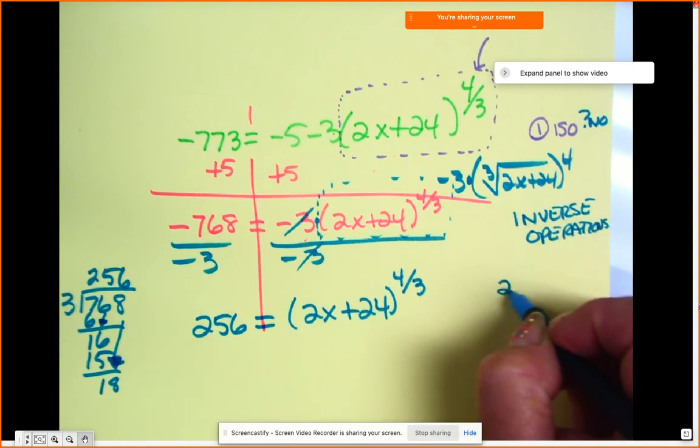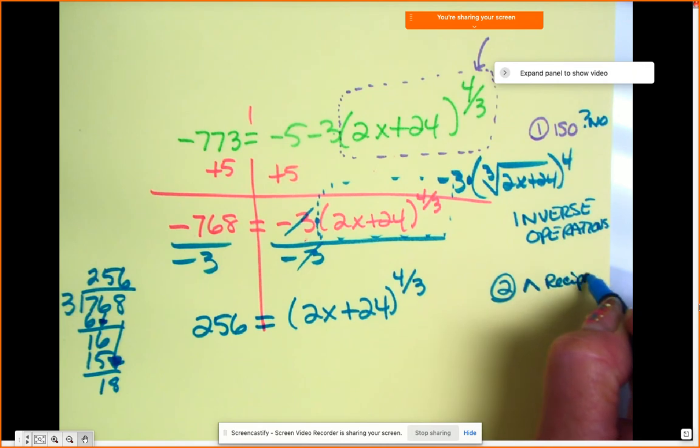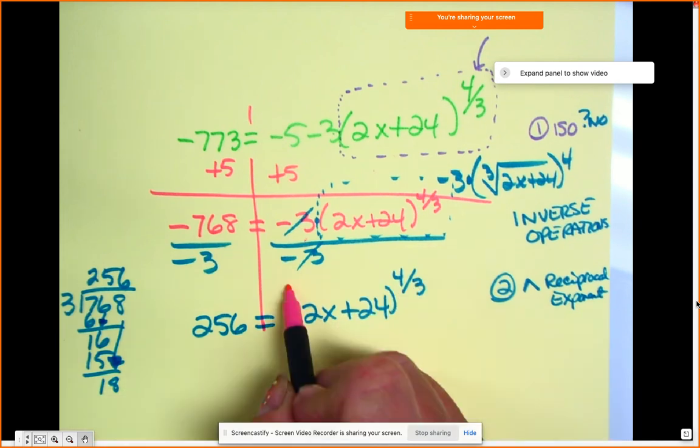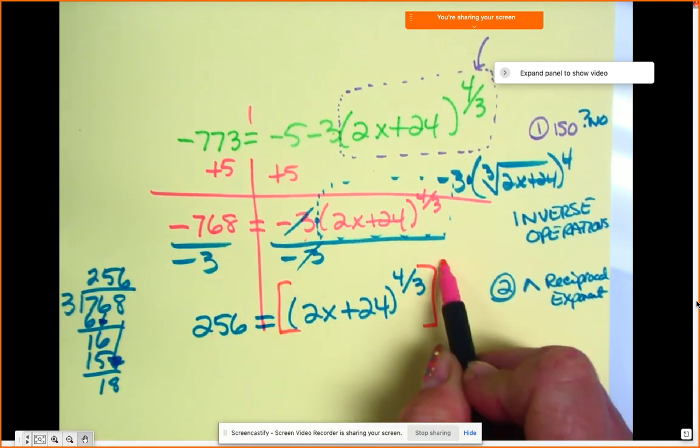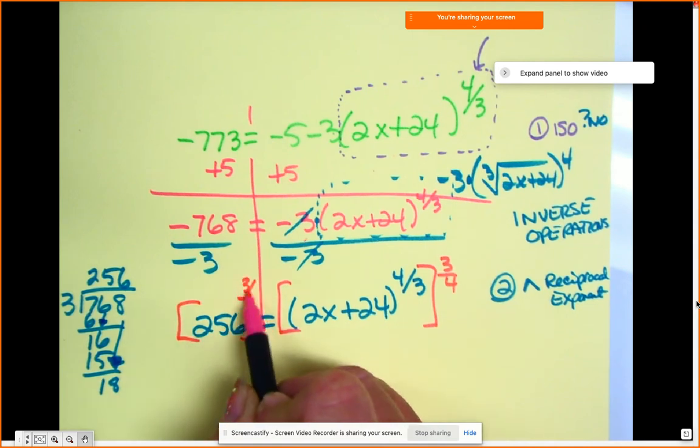Okay, step 2, you raise it to the reciprocal exponent. Okay, well, the reciprocal exponent on this one is, here's my exponent, 4/3. I need to flip that one. So I'm going to get 3/4, both sides, to the 3/4 power.